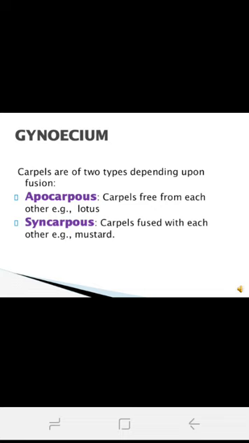Then in the case of gynoecium, two important aspects, that is apocarpous and syncarpous. If carpels are free, it is apocarpous. If carpels are fused with each other, it is known as syncarpous. So let us stop here, and we have finished the first part of this module, that is the basic features of flower.